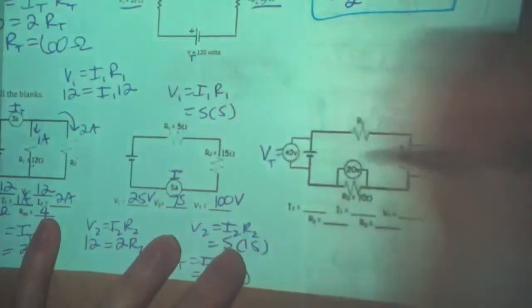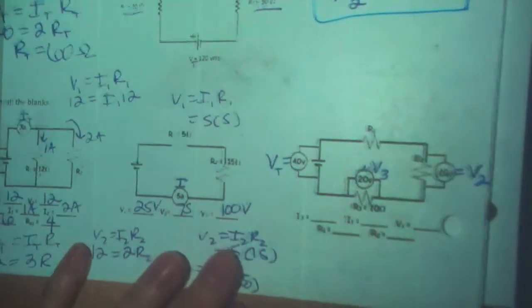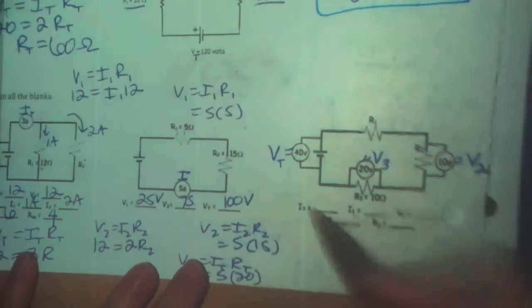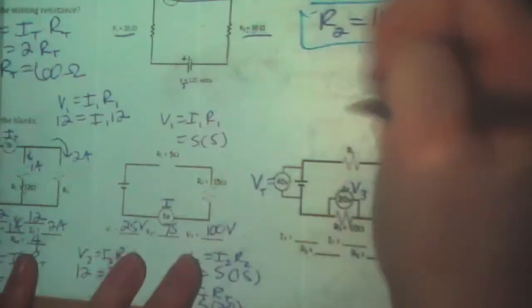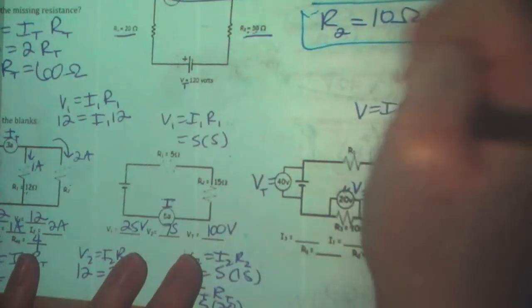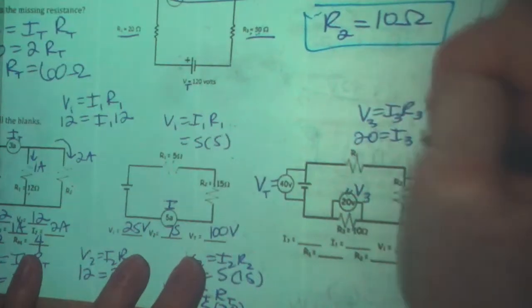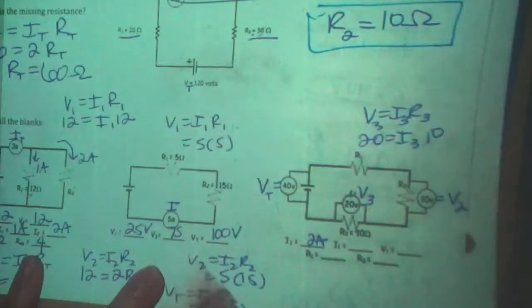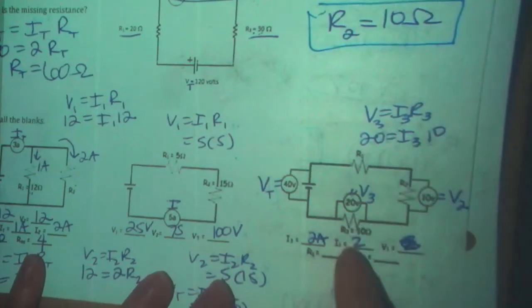All right, this is again a series. This is my V total, this is V3, this right here is V2. So first let's find current, because current is the same. That's going to help me find lots of things. So I would find I3 first, because I actually have V and R for that one. So V equals IR. V3 is 20 volts, and R3 is 10. When you divide over, that gives me a current of 2 amps. And then current is the same, so all of the I's are 2 amps.